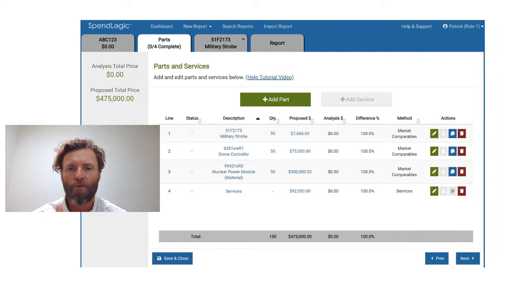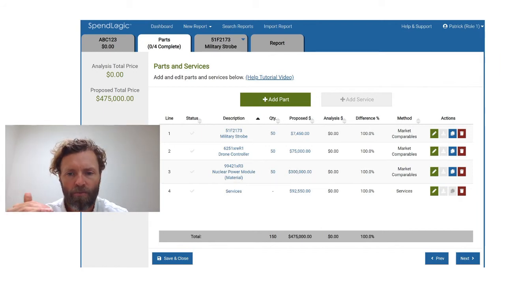What you would do is break it apart, all right? And in SpendLogic, this is what it would look like. You would have four different line items: your military strobe, your drone controller, the nuclear power module, and then the services or the rates and factors associated with each of those parts, including the integration.